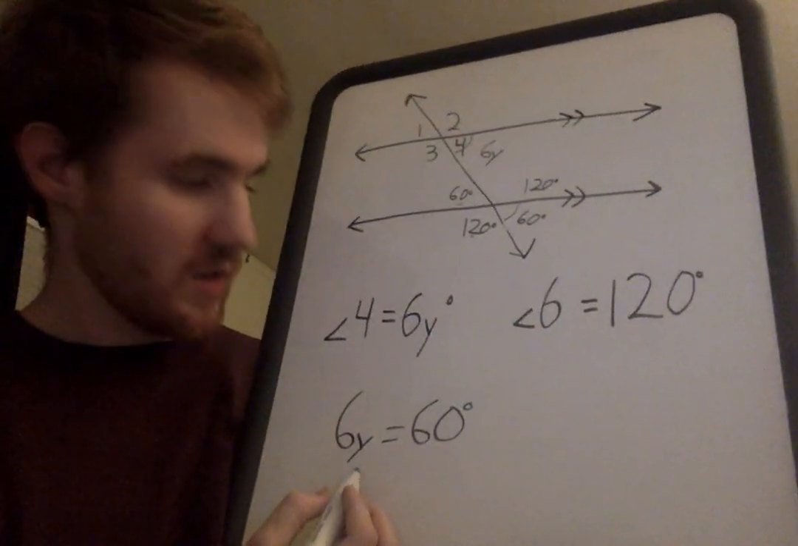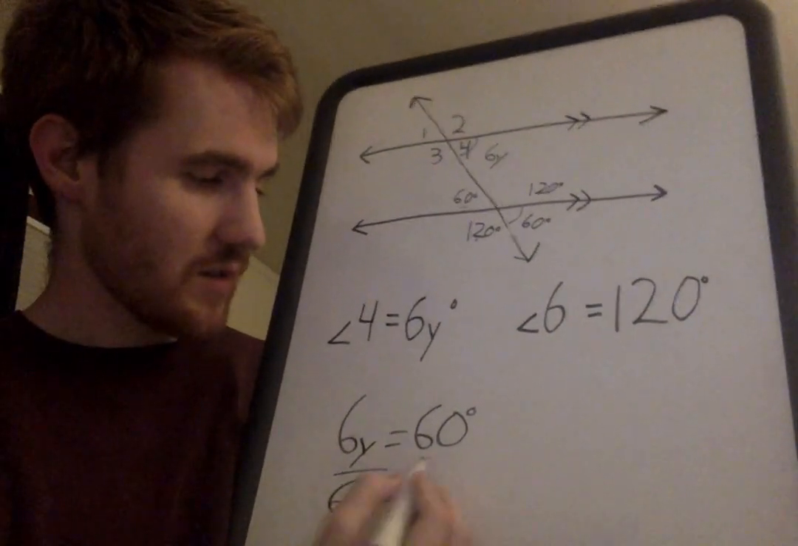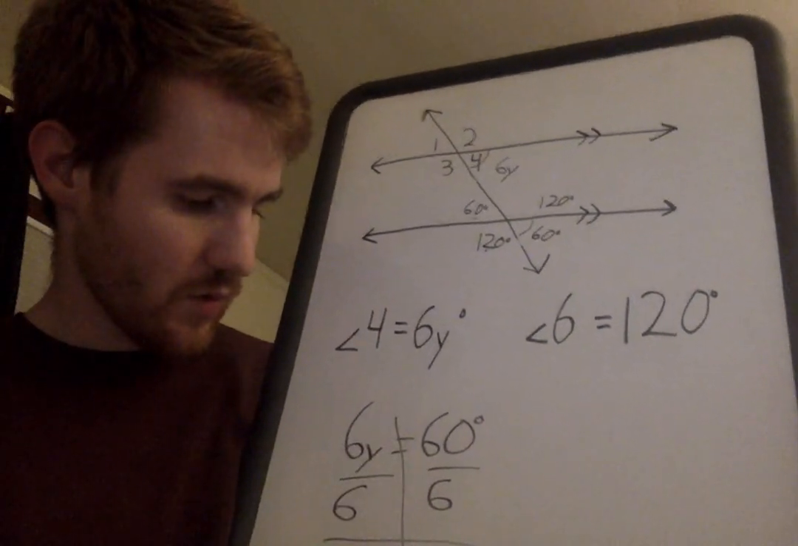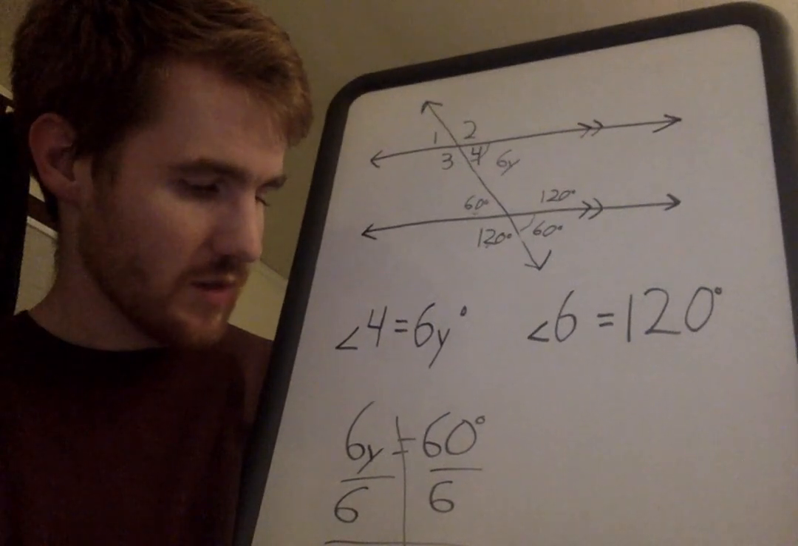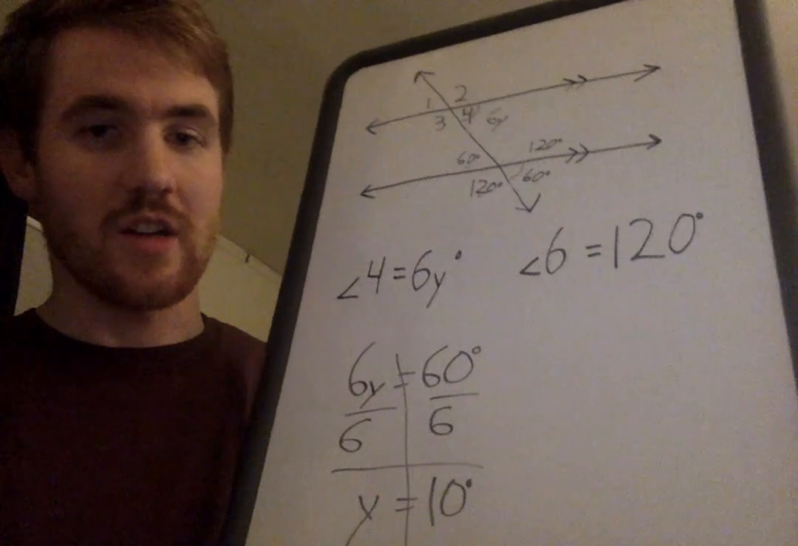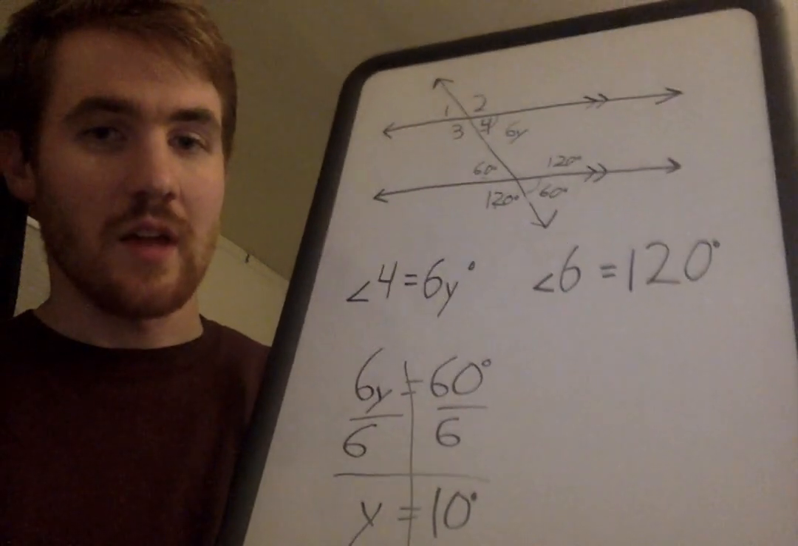I hope you can all solve this. It's just a matter of dividing by 6 to get y alone. And we're left with y equals 10 degrees. So that would be your answer right there. So y equals 10 degrees.